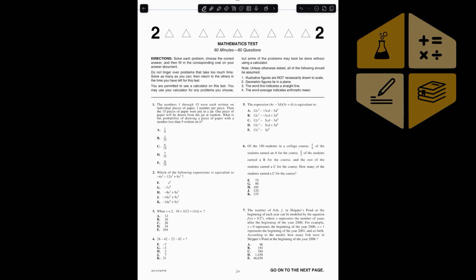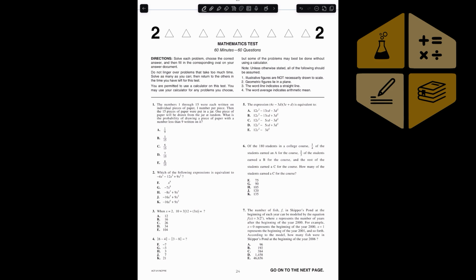Number 1: the numbers 1 through 15 were each written on individual pieces of paper, one number per piece. Then the 15 pieces of paper were put in a jar. One piece of paper will be drawn from the jar at random. What is the probability of drawing a piece of paper with a number less than 9 written on it?